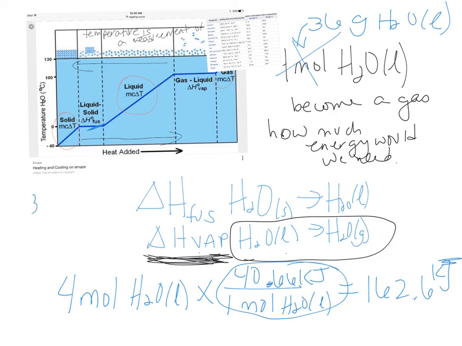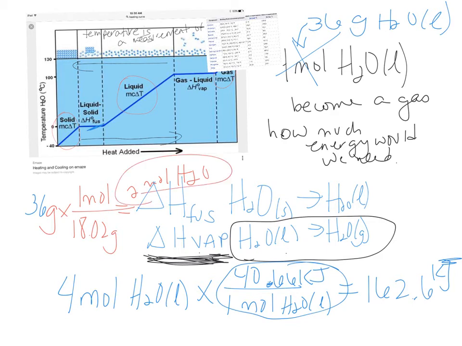So we would change our 36 grams, I'll do it over here. There are 18.02 grams of water in 1 mole. This is going to end up being 2 moles of H2O. And then we would substitute, if we were working with 36 grams, we would use 2 moles, and this number would be different. It would be 2 times 40.6, or about 80.